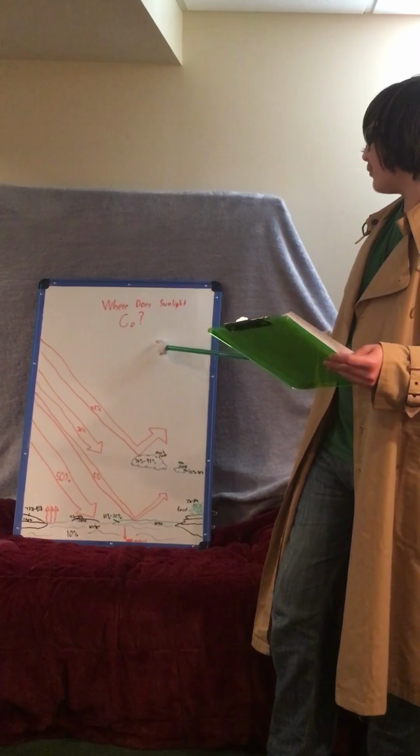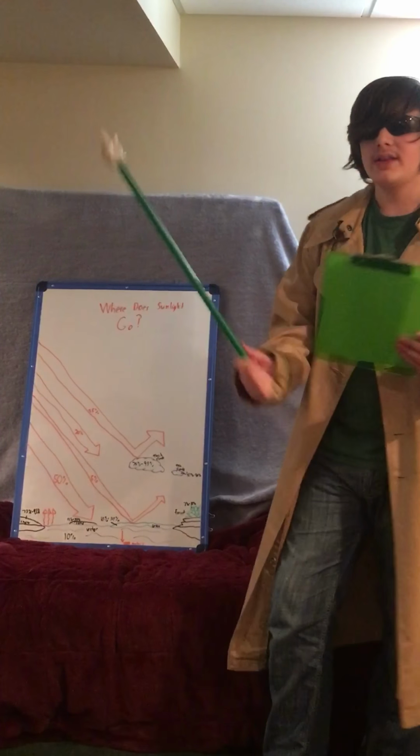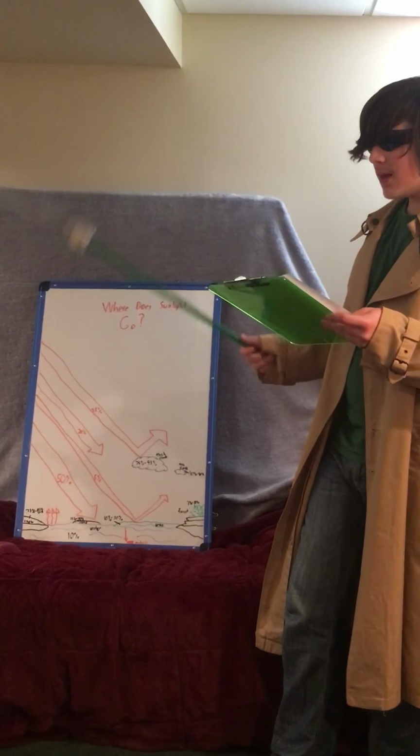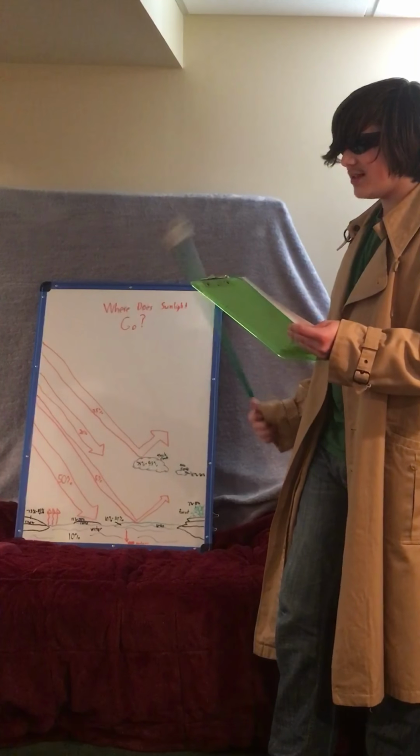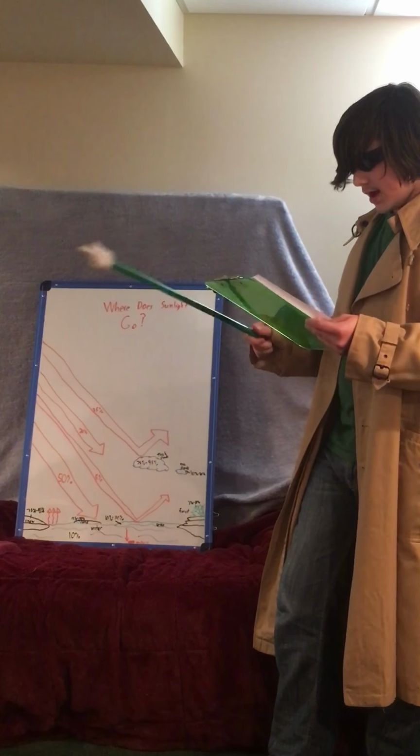So, what should you take from this? Where does sunlight go? Now you know. And also, different wavelengths of radiation are absorbed by different layers in the atmosphere. And that wraps it up.